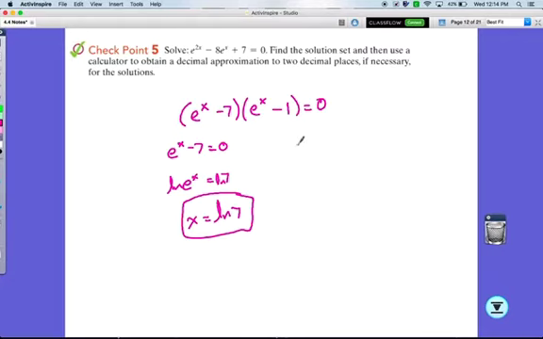And then e to the x minus 1. We add the 1 to get e to the x is equal to 1. And anything to the 0th power is 1. So x is equal to 0 is our second answer.